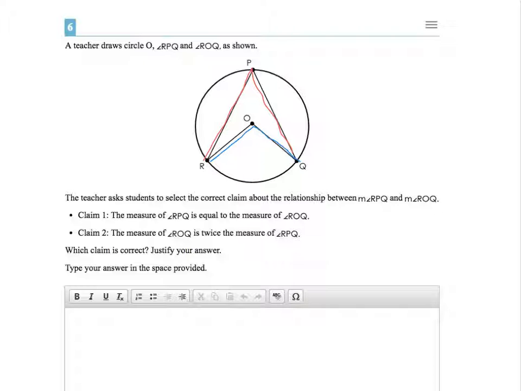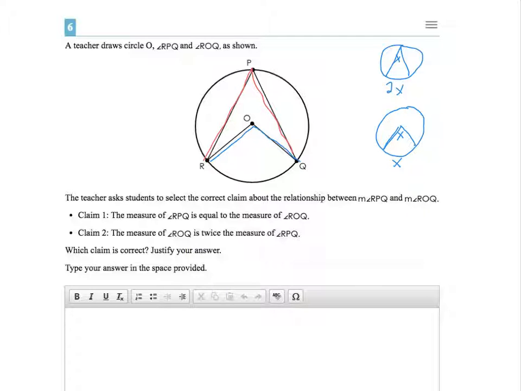The measure of angle RPQ is equal to the measure of angle ROQ. So are these angles the same? Well, we should know they're not, because if an angle's on the edge, then the arc is going to be double that. But if the angle is in the center, then the arc is the same, so x and x. So it's not actually going to be the same, it's actually going to be half.